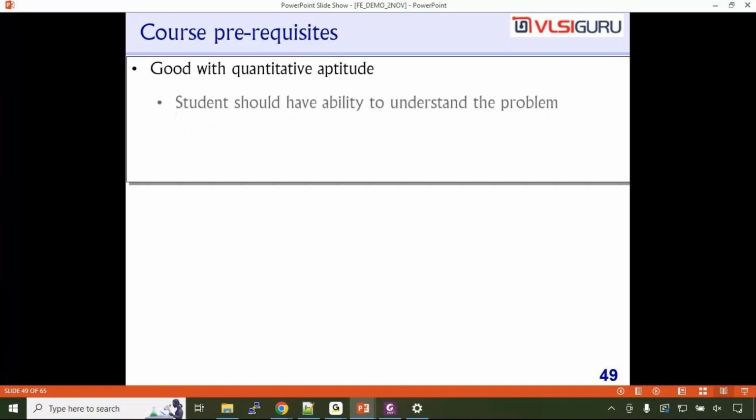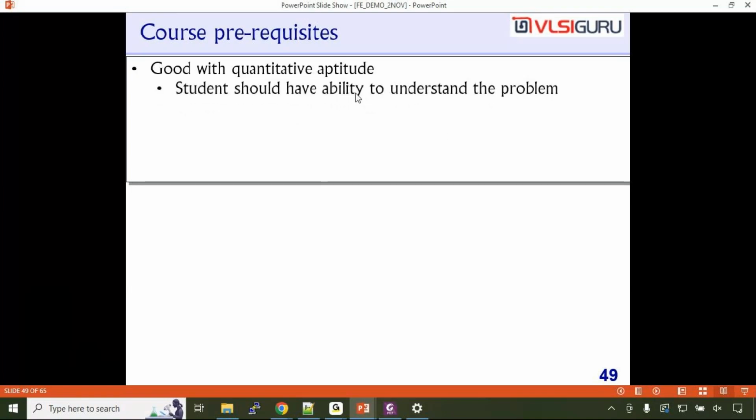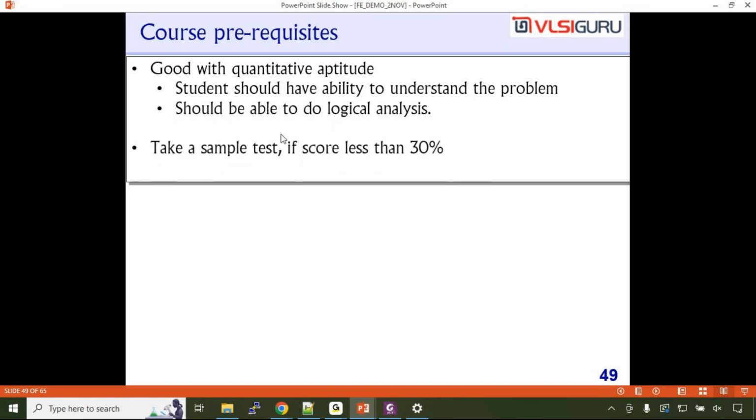Okay. What is meant by quantitative aptitude? Basic ability to understand the problem. If I give you a problem, convert it into variables. Like I gave that men-women work example, right? How do you convert it into a few variables, make the equations and solve them? That much basic understanding is required. You should be able to do basic logical analysis.